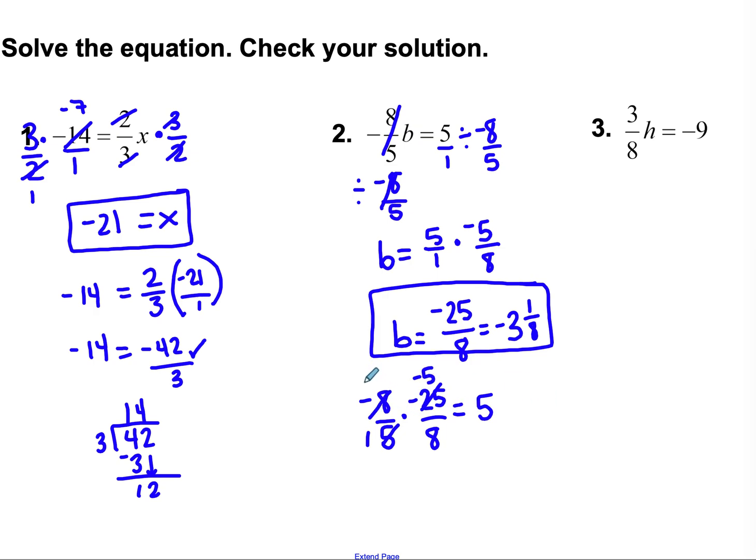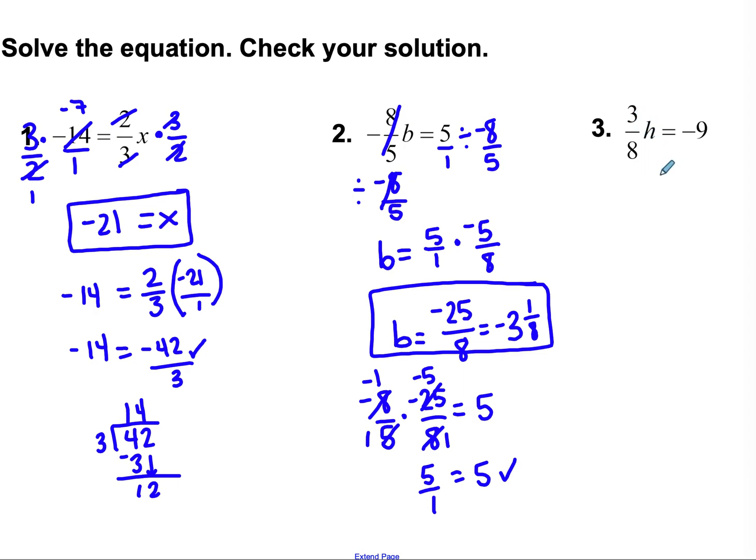8 divided by 8 is 1. Again, this was a negative, so this is going to be a negative. 8 divided by 8 is 1. Negative 1 times negative 5 is positive 5. 1 times 1 is 1. 5 over 1, yep, that does equal 5. So we solved it correctly. All right, let's look at our last one here.